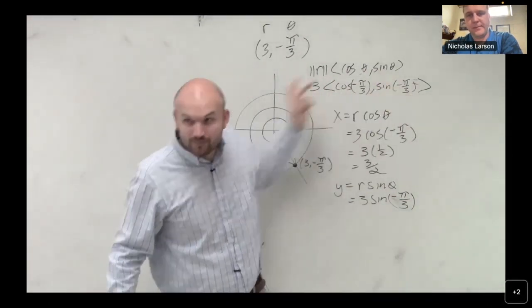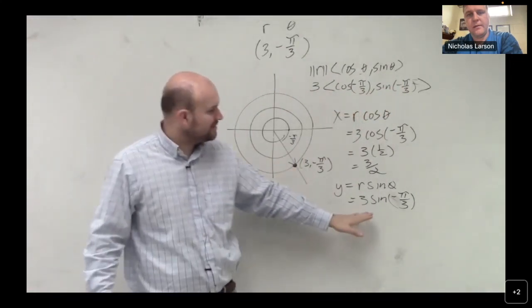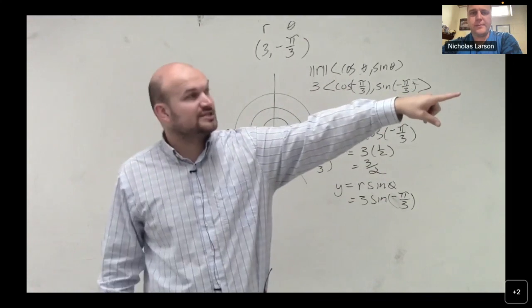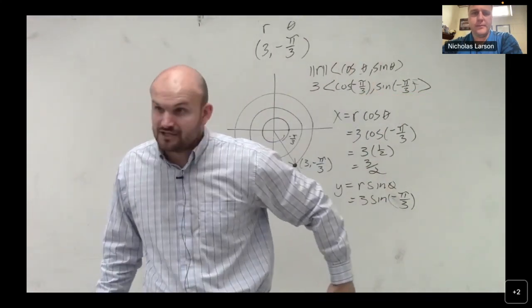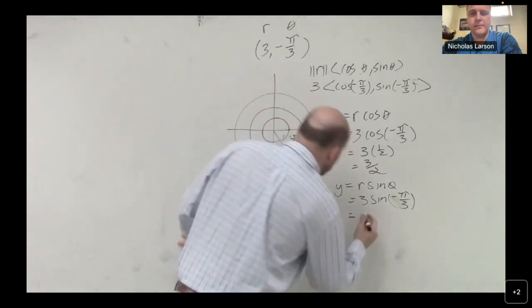Yes, that's what we're doing to find the y coordinate. We're just multiplying 3 times the sine of that. That would give you the y coordinate of that vector. We're not talking about vectors, but again, just a relation. So sine of negative pi over 3 is going to be square root of 3 over 2. However, we're dealing with negative, which is down in the fourth quadrant. So sine is now negative. Very good.